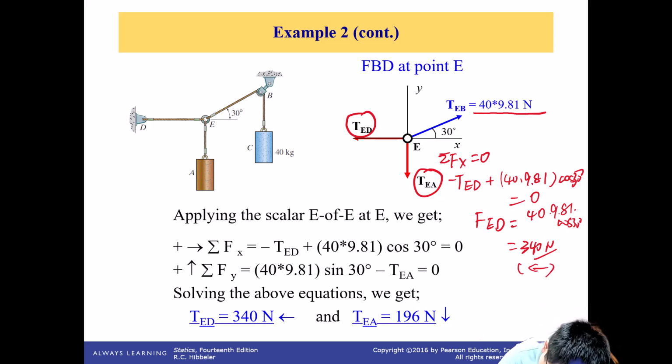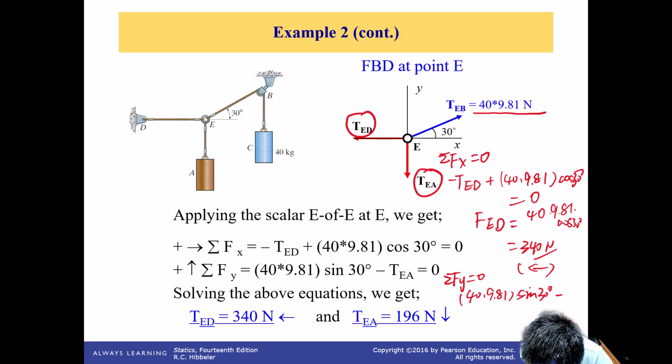So what about the sum of Fy equals 0? It will be 40 times 9.81 times sine 30 minus T equals 0, and we can solve T is 196. Okay.